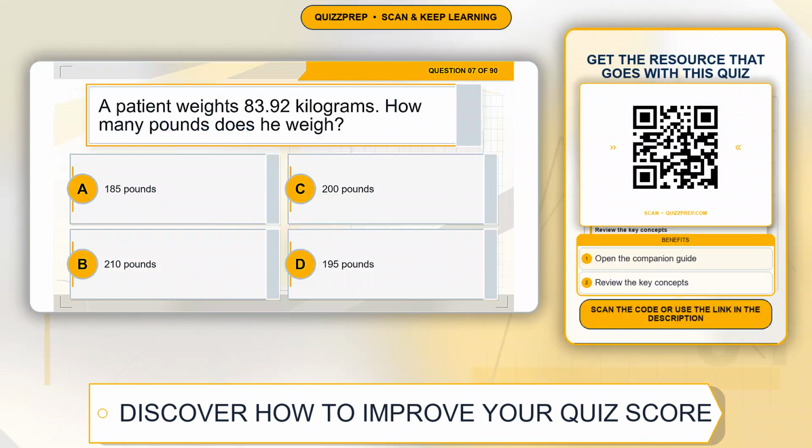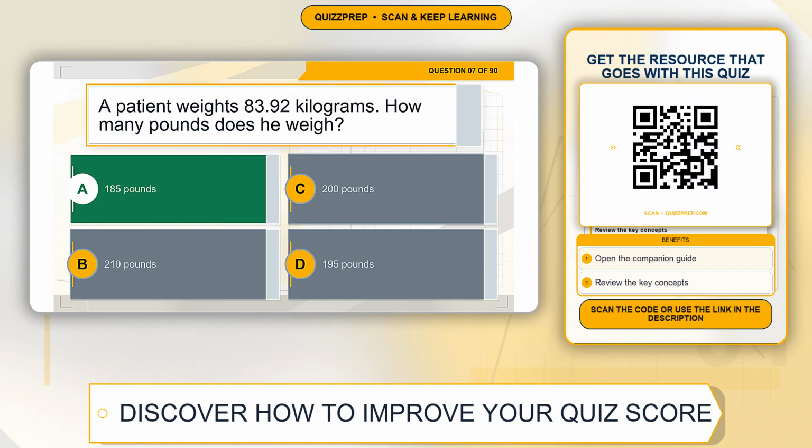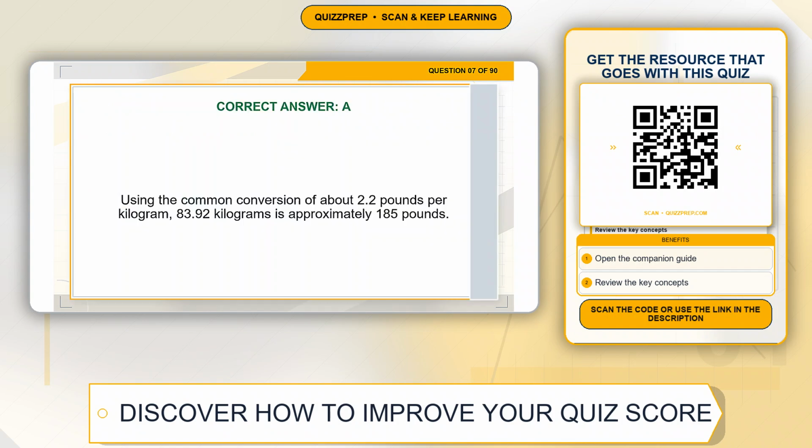Question 7. A patient weighs 83.92 kilograms. How many pounds does he weigh? Option A, 185 pounds. Option B, 210 pounds. Option C, 200 pounds. Option D, 195 pounds. The correct answer is option A, 185 pounds. Explanation. Using the common conversion of about 2.2 pounds per kilogram, 83.92 kilograms is approximately 185 pounds.